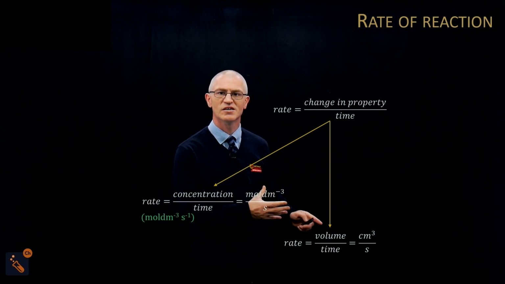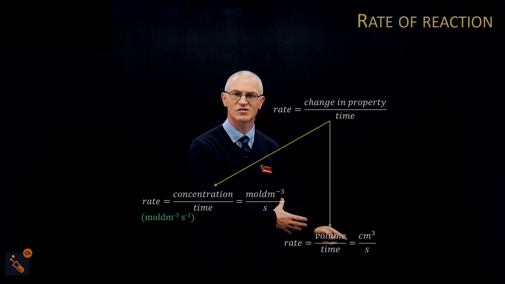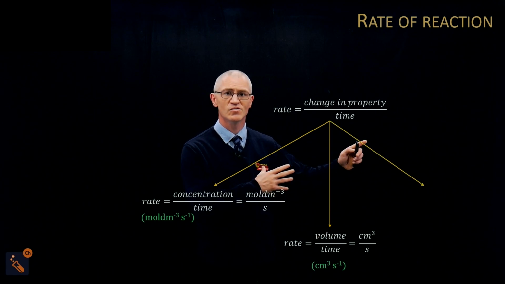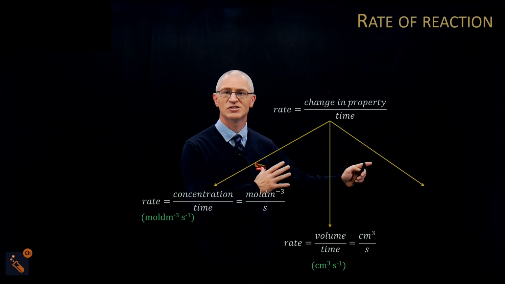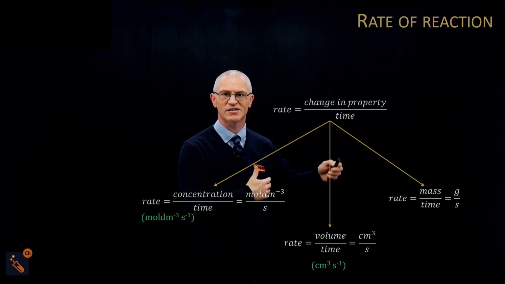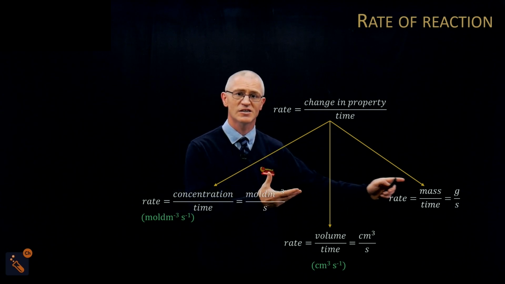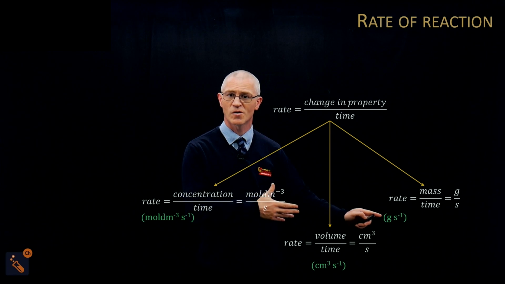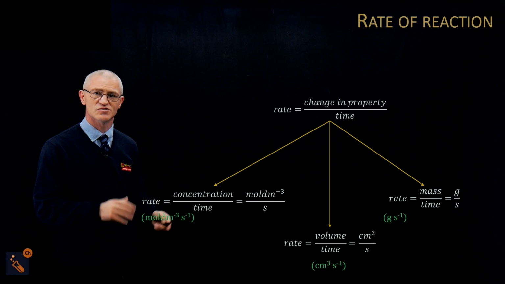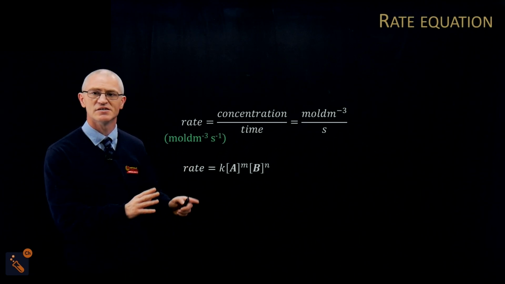We do exactly the same with the second type. The second type is when you look at the change in volume over time. Centimetres cubed per second, so it would be centimetres cubed seconds minus 1. We then look at this again and we look at the mass change. Sometimes you will lose mass, for example, if you're losing a gas through an experiment. And so we do rate equals mass over time, and that would be grams per second. Now, the one we'll use all the time though is concentration. So we're going to concentrate on that one and then look at the rate equation itself.